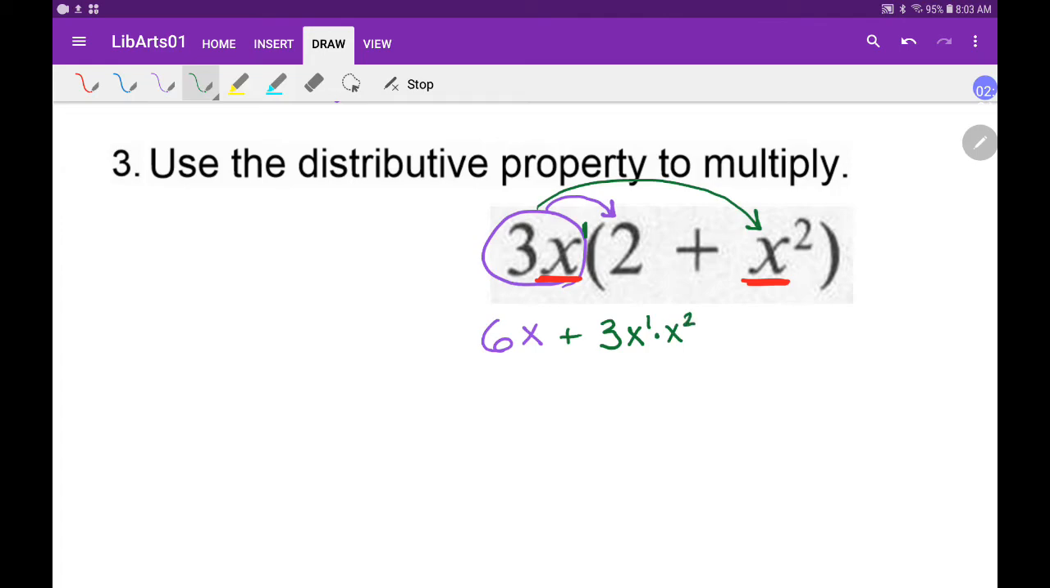And when I put those together, I have my 6x here, plus 3 times x to the third. Because when I multiply my similar base x, I add the exponents. And then I'm done. I distributed. And that's all I have to do. So that's it. There's other things I guess I could say, but I'll just keep it simple like that. Okay?